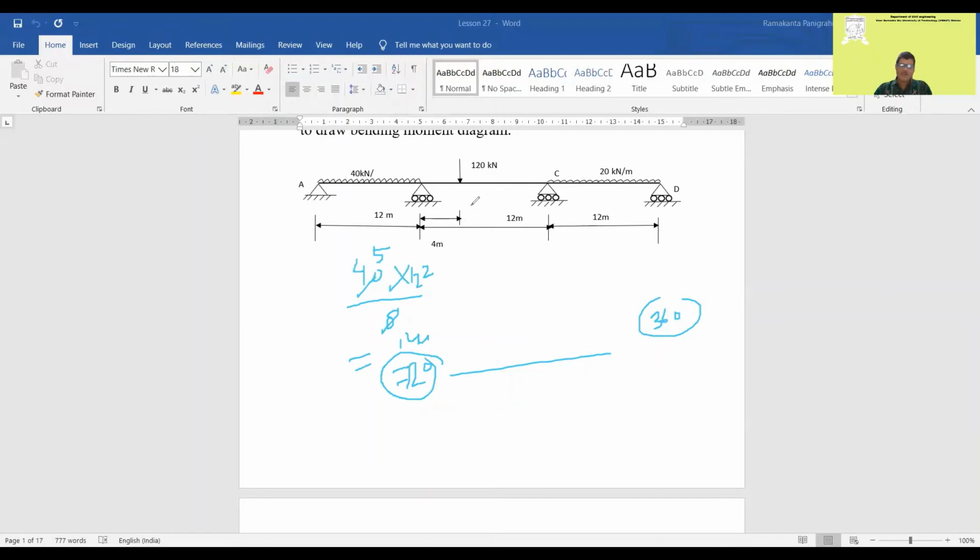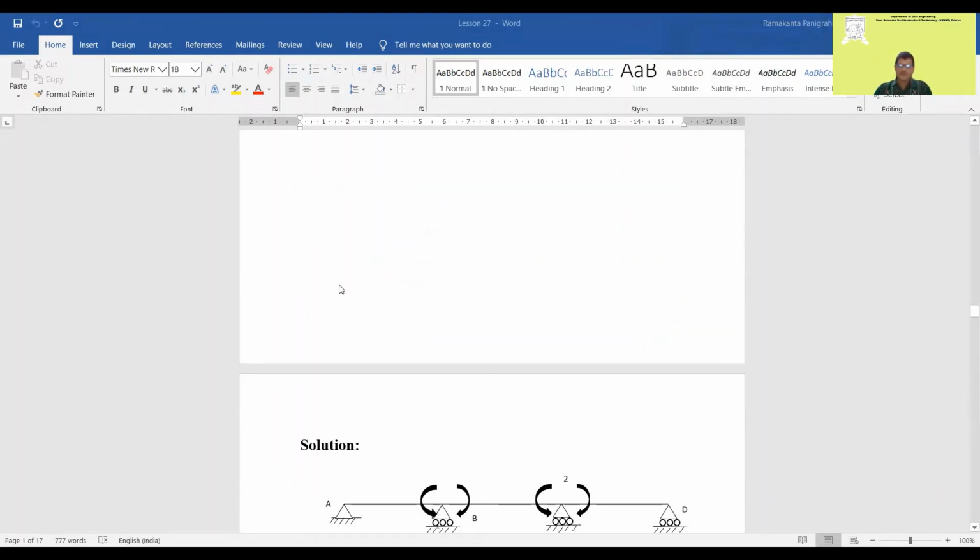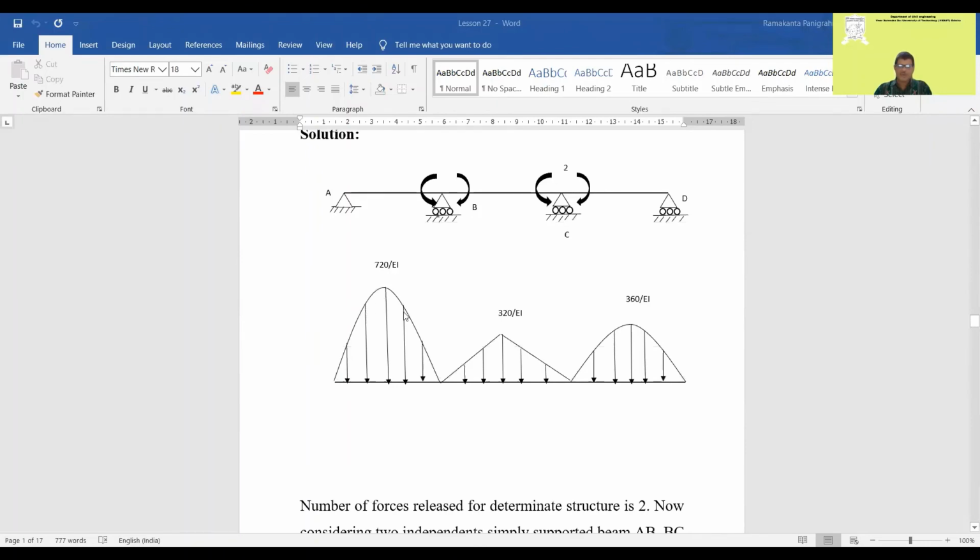Now what will be the moment here? Free moment is W a b by L in the span BC. That will be 120 into 4 into 8 by 12. So what is the value? It is 320. So this is 320, this is 320, this is 720. That is the value you are getting, and that is to be put on this free bending moment diagram. You see, 720 by EI, 320 by EI, 360 by EI.